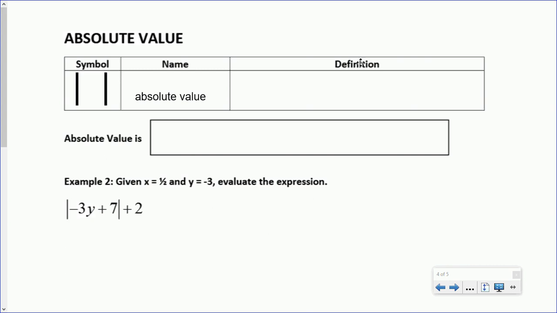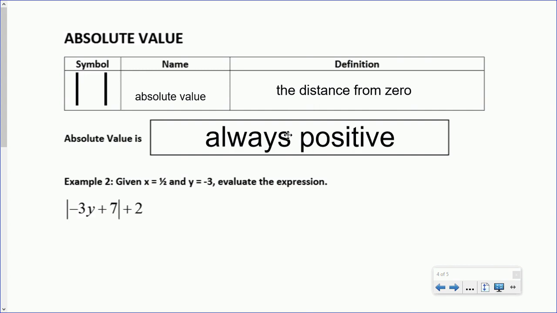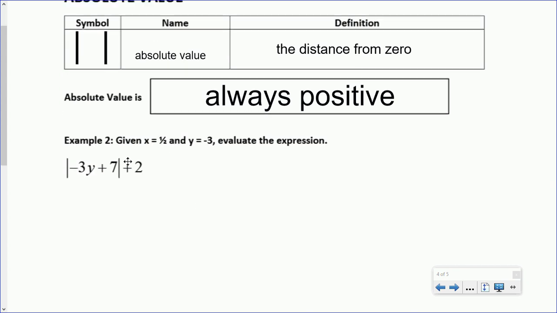We call it an absolute value. The absolute value just tells the distance something is from 0 on the number line. Now, because it's telling us a distance, the absolute value is always positive, okay? So just be aware that when you're plugging things in, remember they act as a grouping symbol when you have an operation in there.